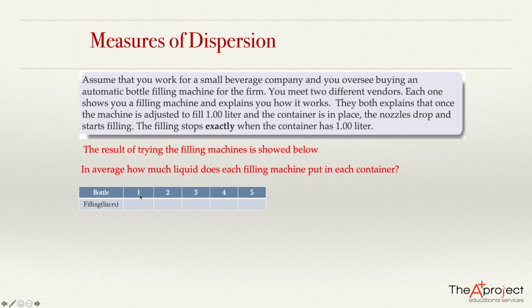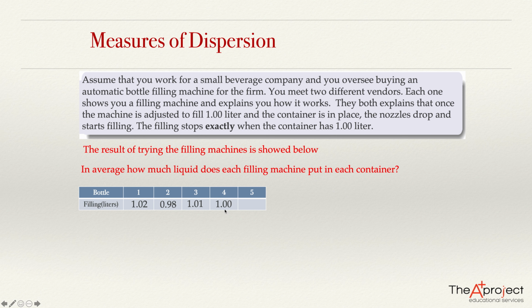This will be the first bottle, and in the first bottle we see that the machine put 1.02 liters into the bottle. So it was not 1 liter. It was close to 1 liter, but not 1 liter. In the second bottle, the machine put 0.98. At that moment it was a little lower. In the third bottle, the machine put 1.01 liters. And in the fourth bottle, the machine put 1 liter.